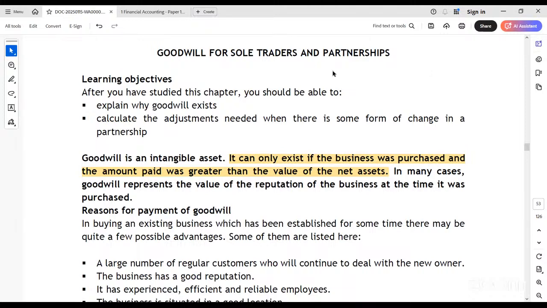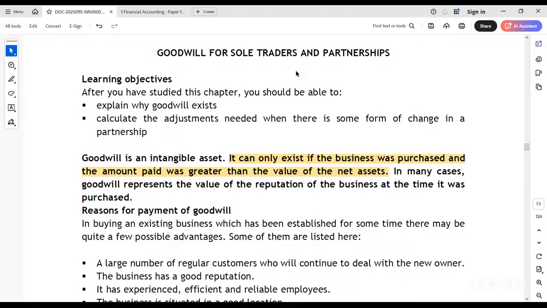So that is goodwill. Normally, it will exist if the business was purchased and the amount paid was greater than the value of the net assets. In many cases, goodwill represents the value of the reputation of the business at the time it was purchased.